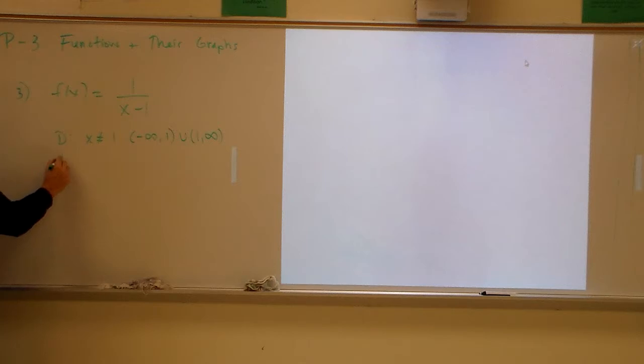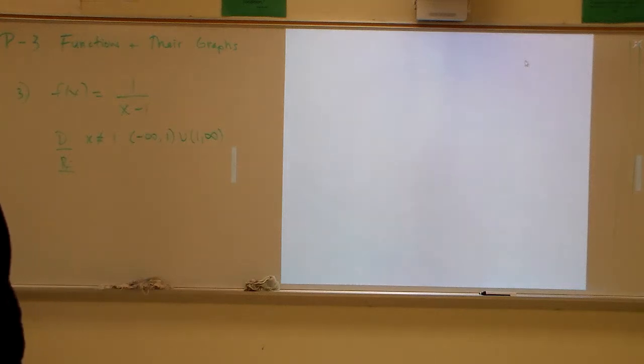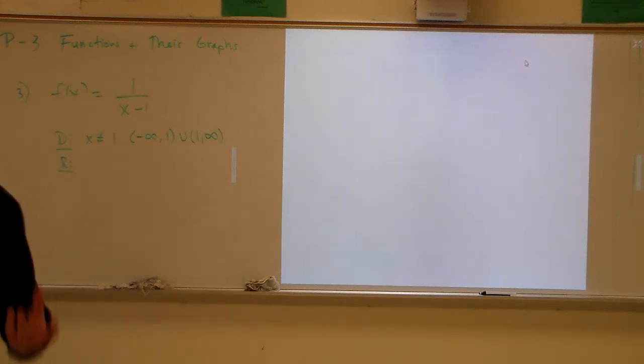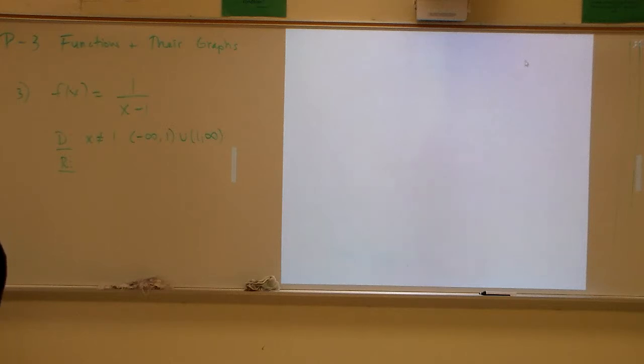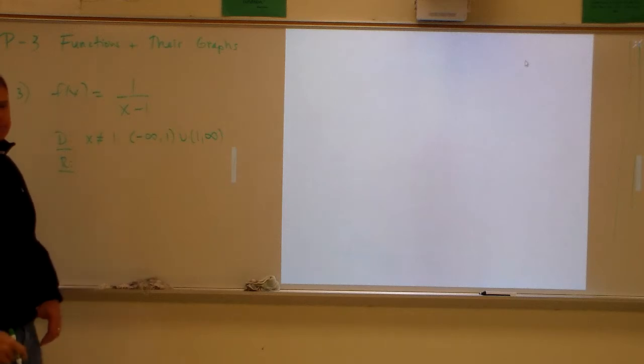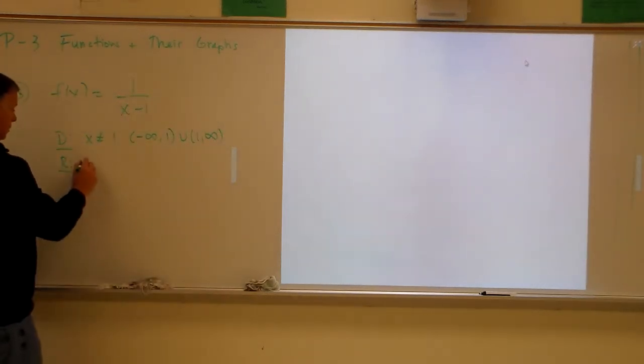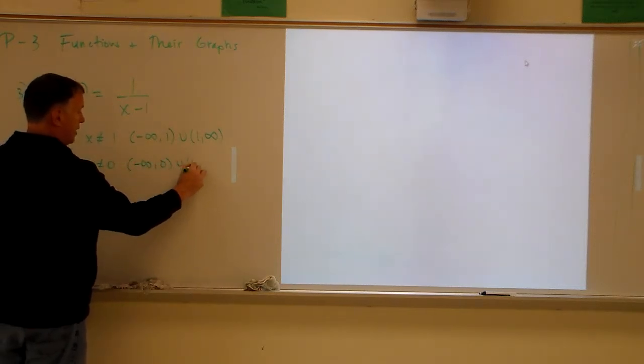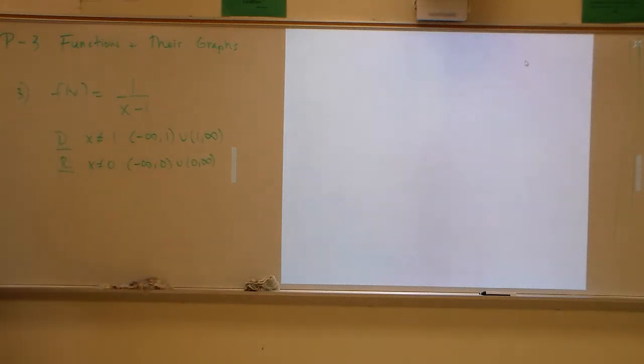Now for my range, I can get positives. I can get negatives. I can get fractions. I can get decimals. What value can I not reach with that function? Anybody know? Well, the value that I cannot get to with that is 0. When you have a numerator in a fraction, that means you can't get to 0. So x cannot be 0, which would mean negative infinity to 0, union with 0 to infinity. All right, moving right along.